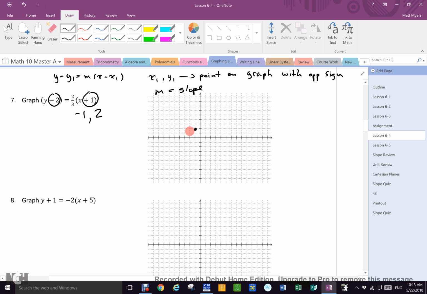How do you make enough points to draw a line from the starting point? I use the slope. Slope is 2/3, which is also rise over run. How do I do a rise of 2? Up 2. How do I do a run of 3? Right. 1, 2, 3. And to make sure, go back to the starting point and do the opposite. So I go down 2 and left 1, 2, 3. And I draw my line. Everybody should be able to do it, right? Great. Do 8.